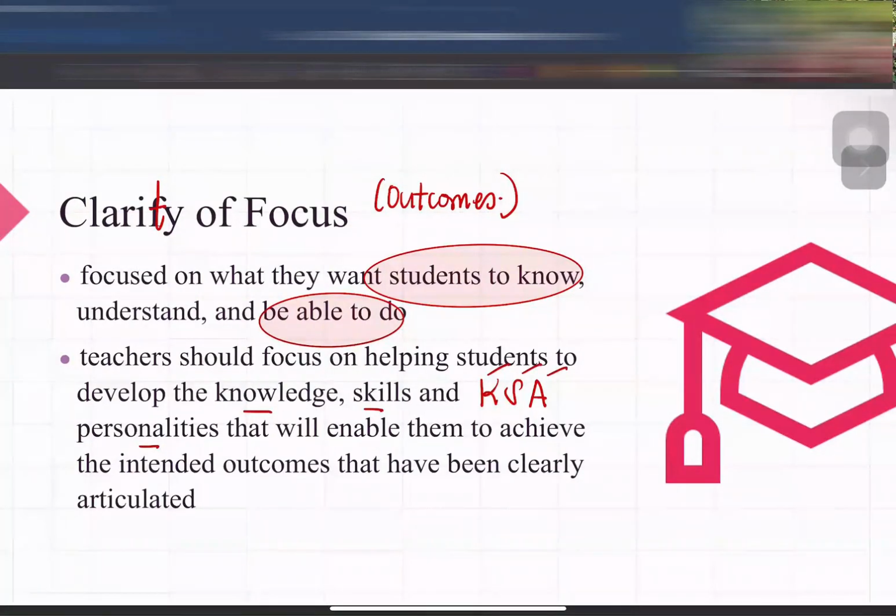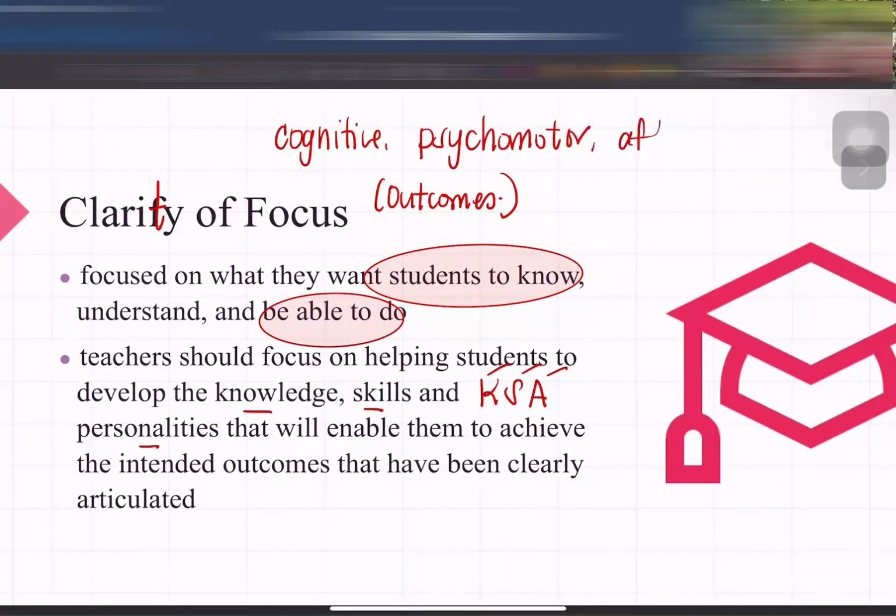Or, if you look at it in other terms, we need to develop the cognitive, the psychomotor, and also the affective aspect of the individual, because this will enable them to achieve the intended outcomes that have been clearly articulated.